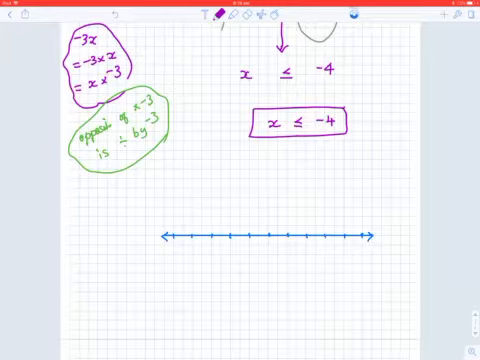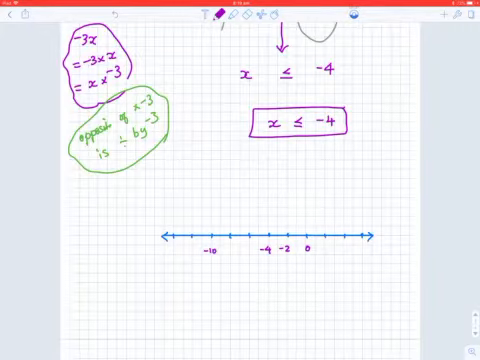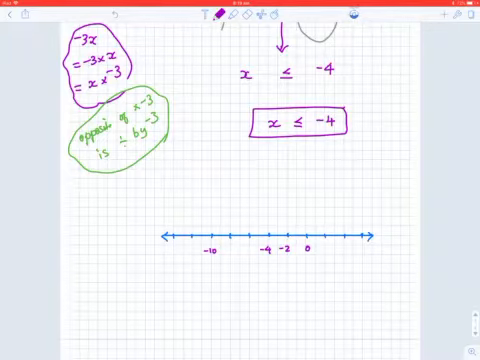Okay, now we go to the number line. So this is my number line. Because it says x less than or equal to minus 4, maybe I put my 0 somewhere here. I can just take 2, 4, whatever I just take. So it's minus 2, minus 4, minus 10, something like this. Okay, so now, the first part is equal to, and it's minus 4.